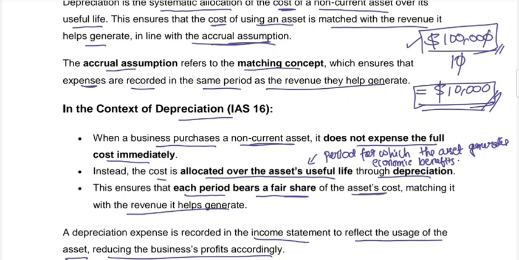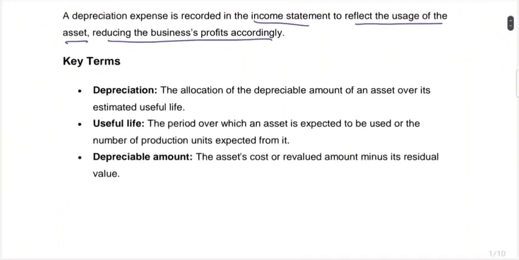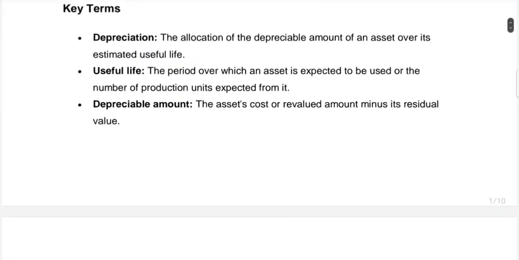So what I'm going to do, I will have a very systematic allocation of the cost of the asset, so that I can, based upon the accrual assumption, have my business profits reduced in a proper systematic manner. Okay, so there are some key terms that you should be familiar with.